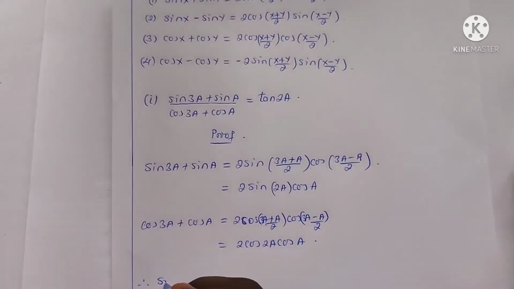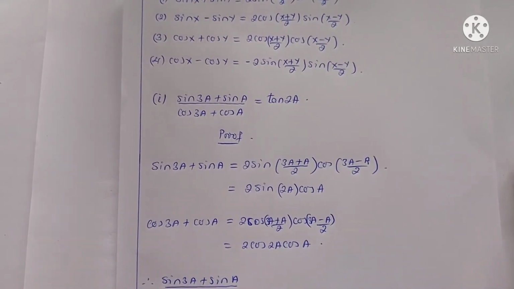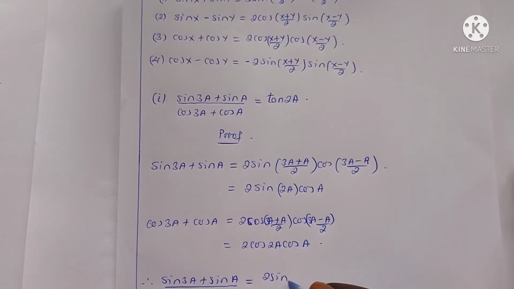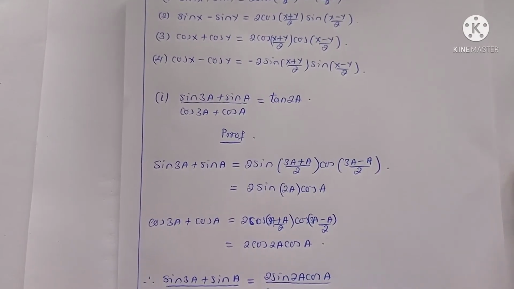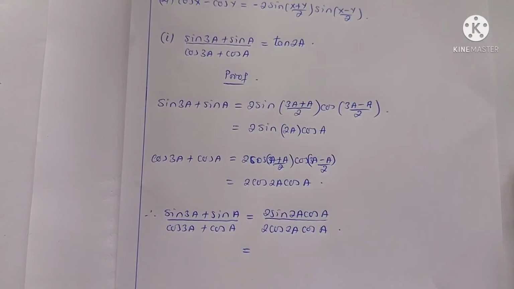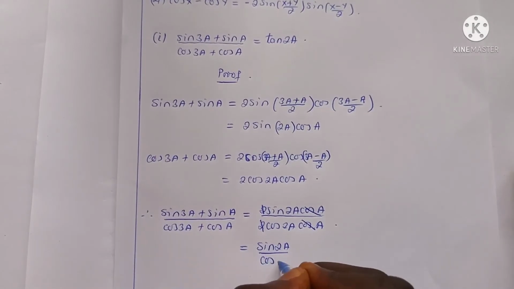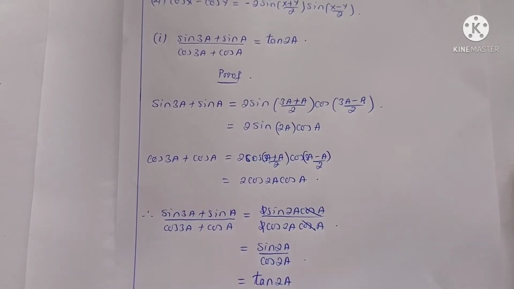Therefore, if you take the sine of 3a plus the sine of a divided by the cosine of 3a plus the cosine of a, we obtain 2 sine 2a cos a divided by 2 cos 2a cos a, which is equal to, now if you cancel our common factors, we are left with sine 2a divided by the cosine of 2a, and this is equal to the tan of 2a. So this is what we have been asked to prove.